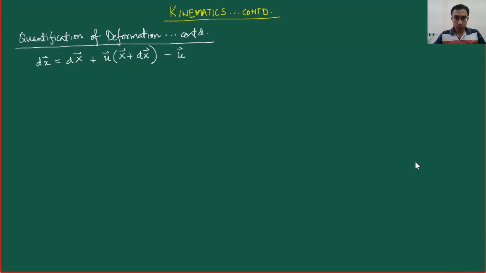Hello everyone. We are going to continue our discussion of the kinematics chapter. Specifically, we are going to continue our discussion on the section of quantification of deformation. So in the previous part of our lecture, we had arrived at this equation, and we had mentioned that we are going to mathematically manipulate this particular expression, that is the difference between the displacement vectors of the point Q and the point P.